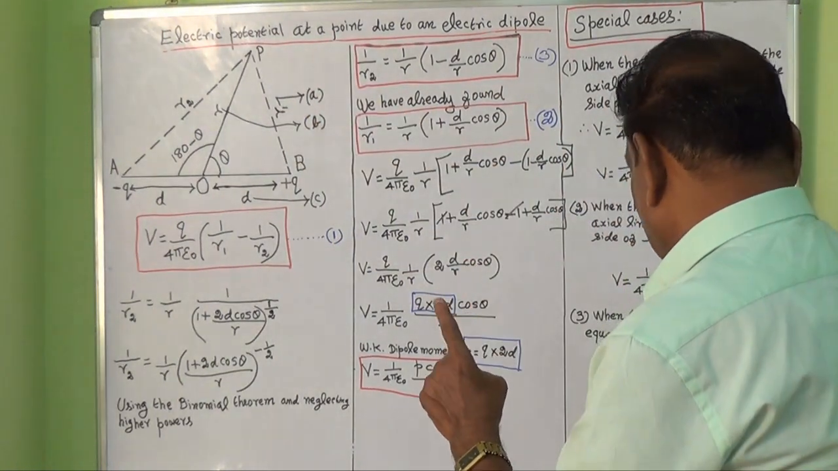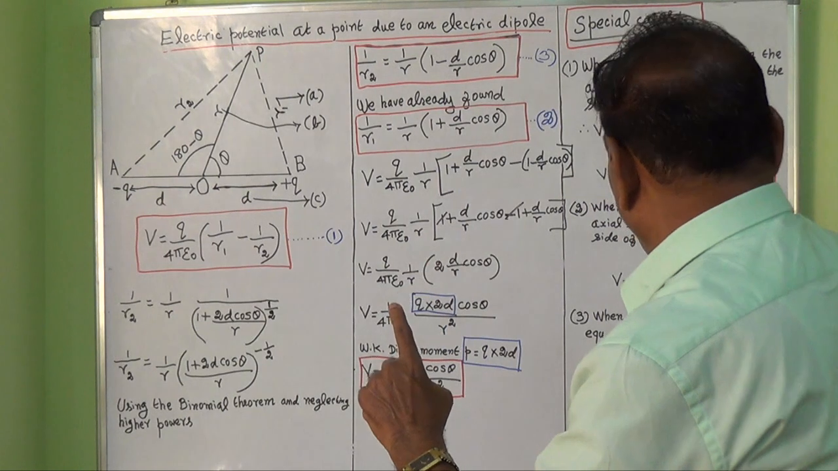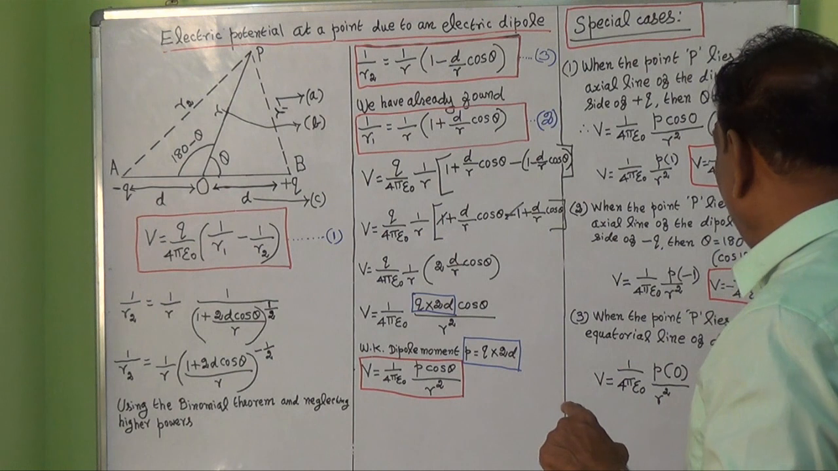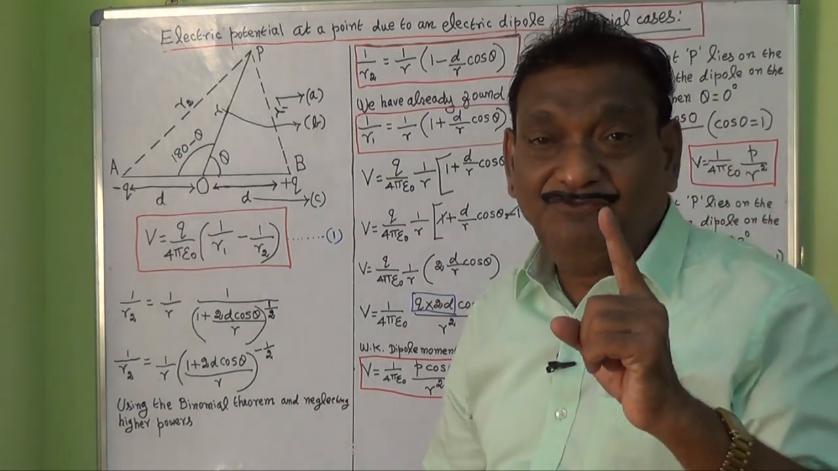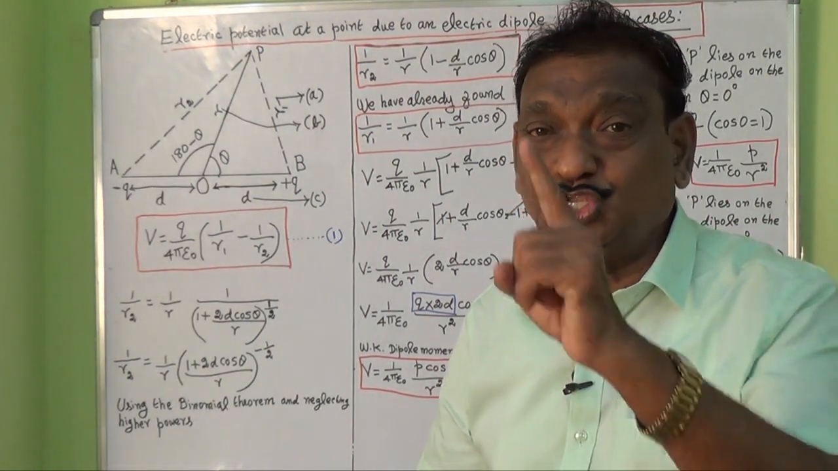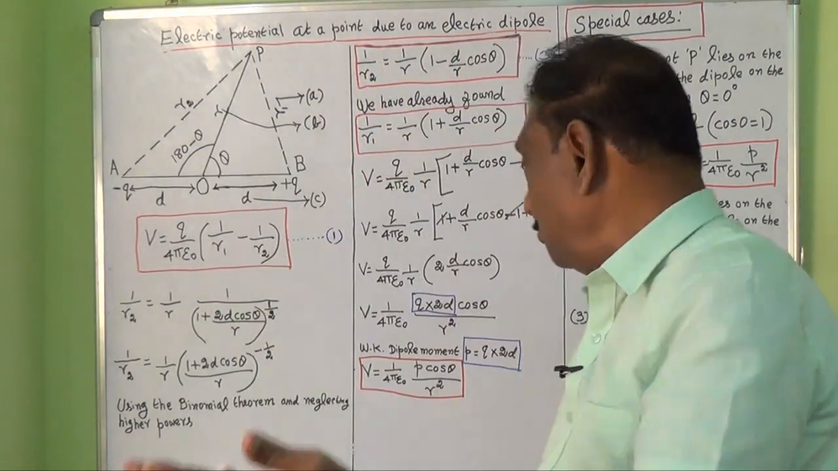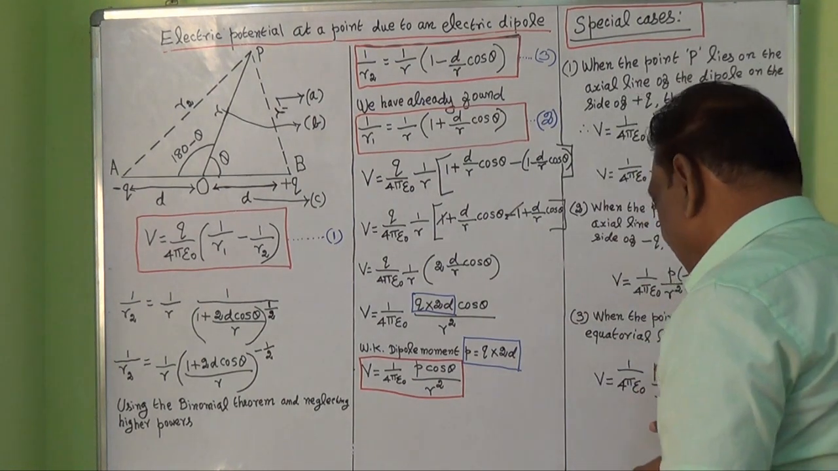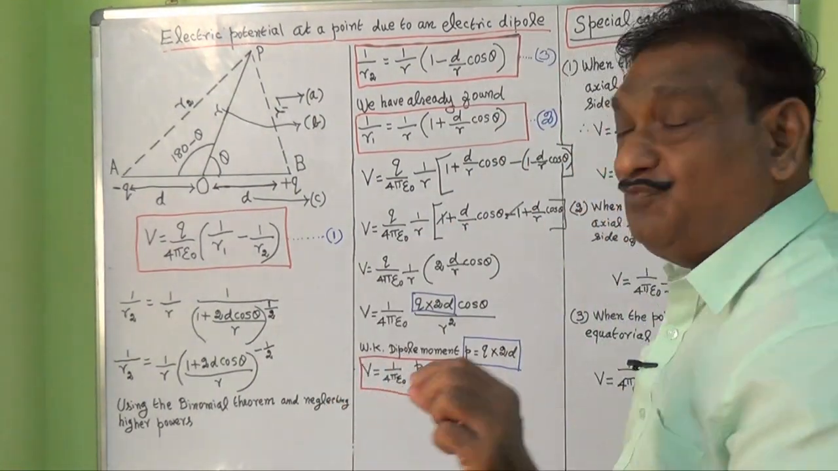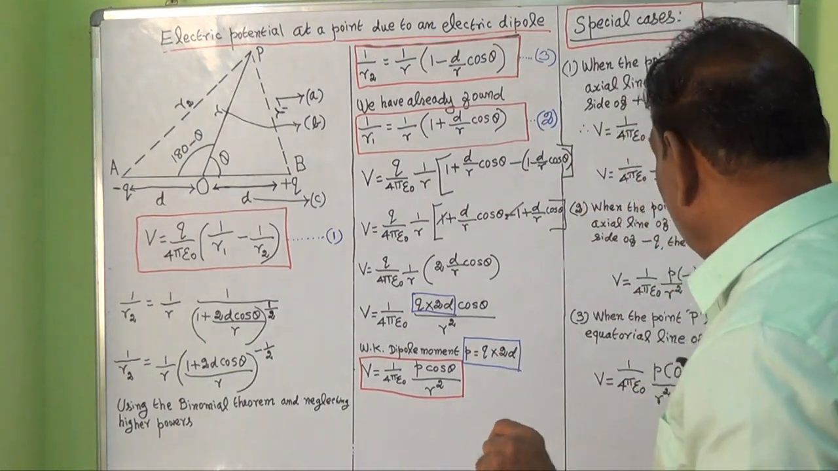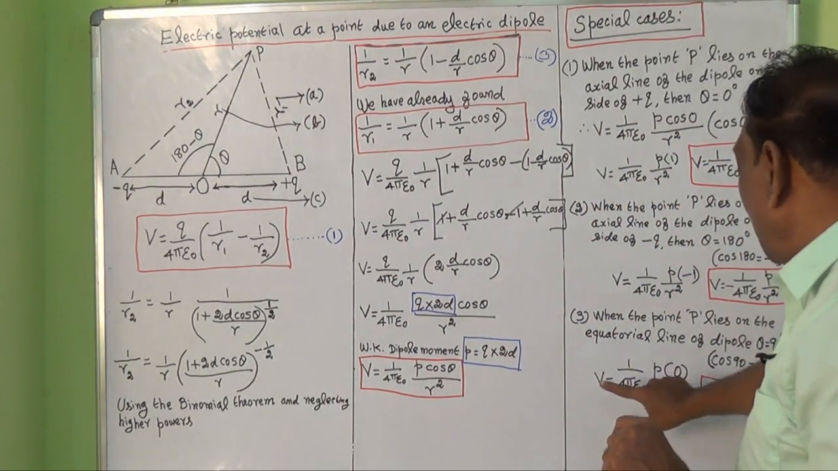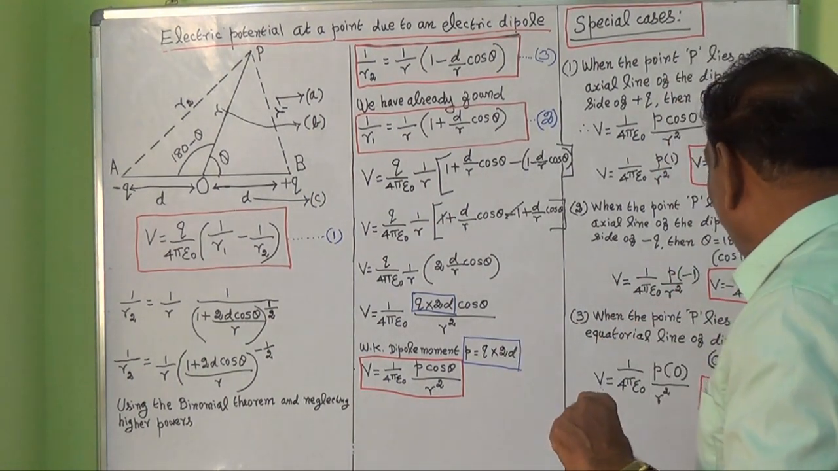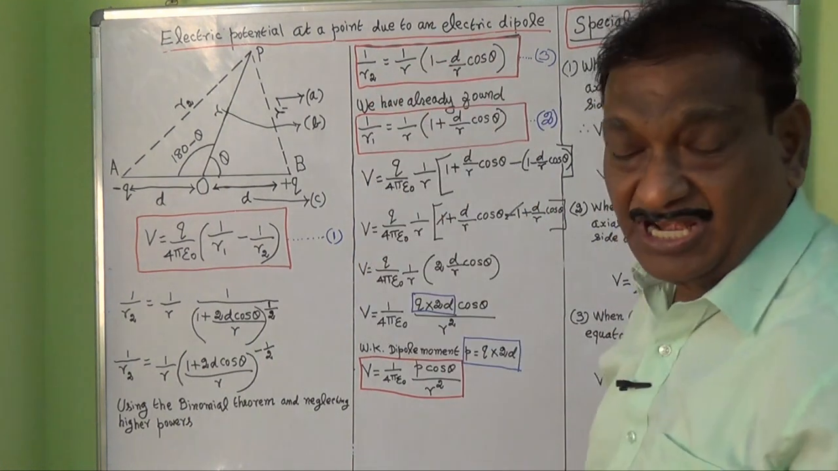In this case, that is when the point P lies on the equatorial line of the dipole, theta equal to 90 degree. We know that the value of cos 90 degree equal to 0. So if we substitute 0 in the place of cos theta, we will get V equal to 1 by 4 pi epsilon naught P into 0 by R square, so that we will get the electric potential as 0. These three are the special cases.